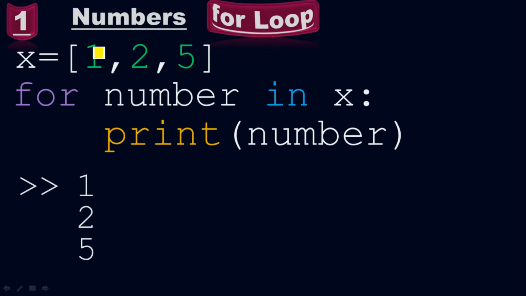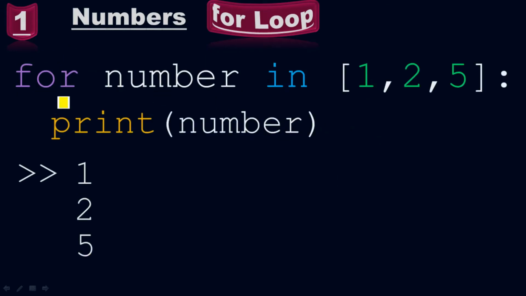First it iterates over 1, and then over 2, and then over 5. So all the numbers will be printed in the output individually. 1 and then 2 and then 5. Look at here, when you compare it with the previous method, this one we directly put the list of the numbers which are 1, 2 and 5.